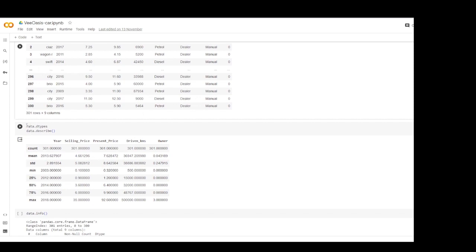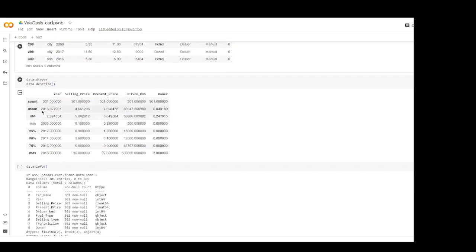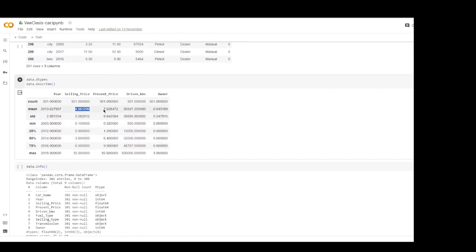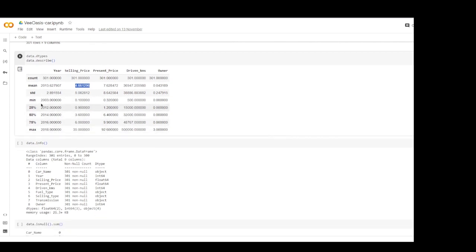Let's see the data types and let's see what the mean of it is. So the selling price, if you can see, the mean is 4.66. Then the present price is 7.6. The driven kilometers is like 36,000 kilometers. And the minimum is 0.10 selling price.